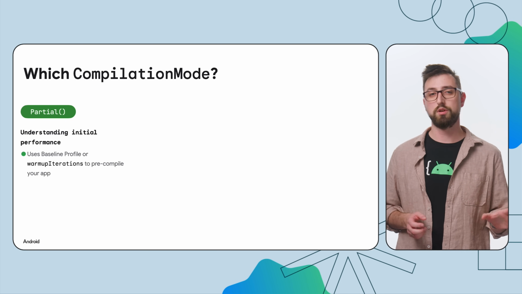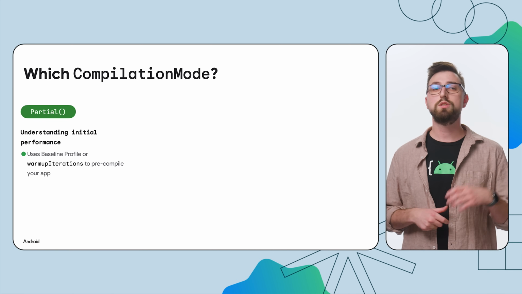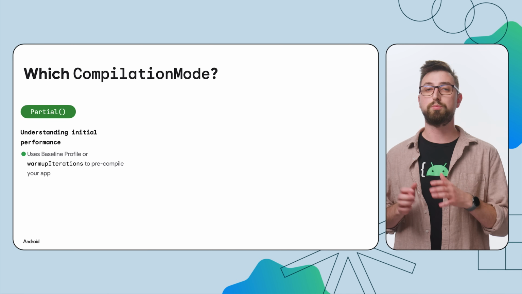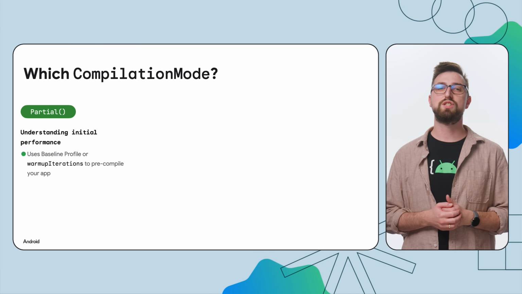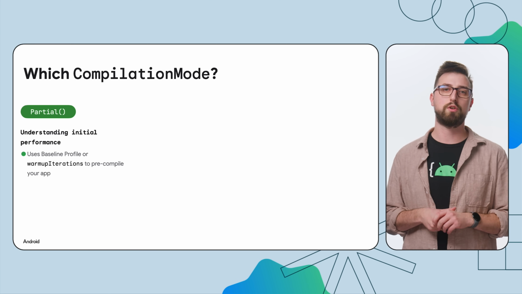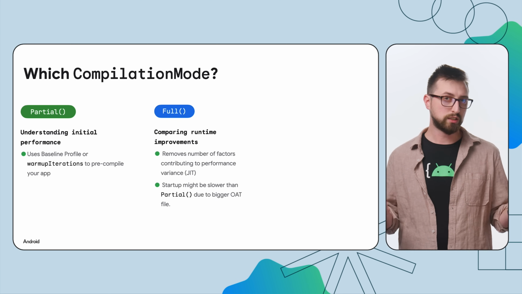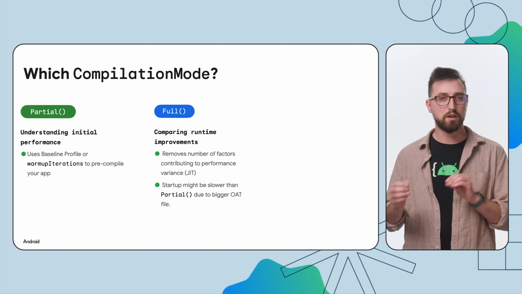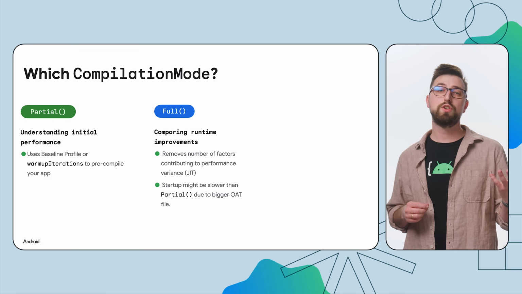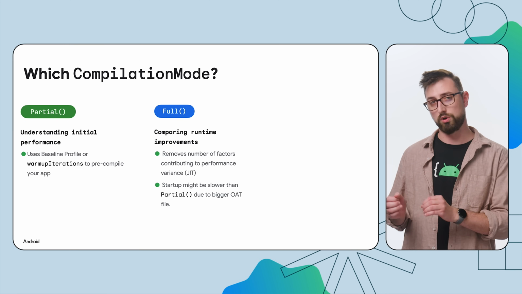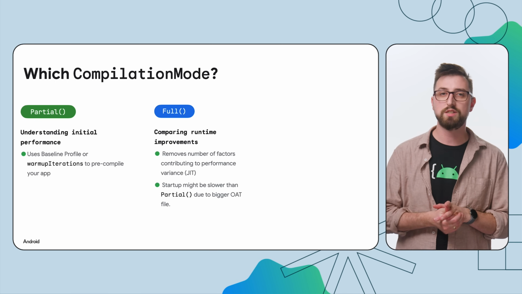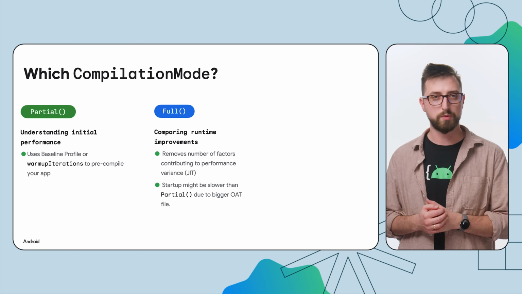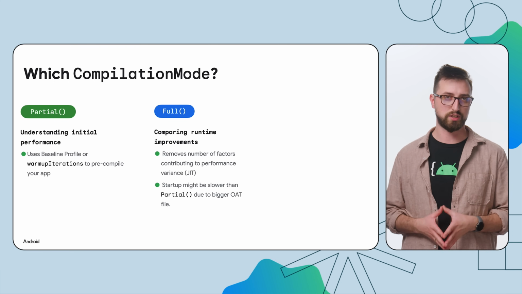The default option, partial compilation, uses information from baseline profiles to precompile parts of your app into machine code. This mode is useful for understanding the initial performance of your app. But when you're in the middle of finding and improving performance, it's beneficial to compare with mode full. This removes the number of factors contributing to performance variance and lets you focus on your improvements without any jitting activity.